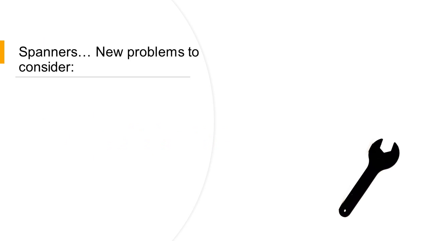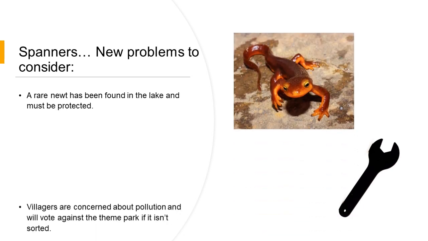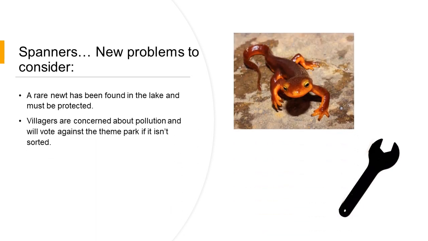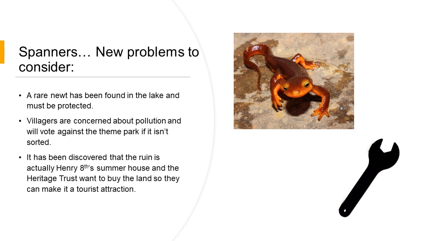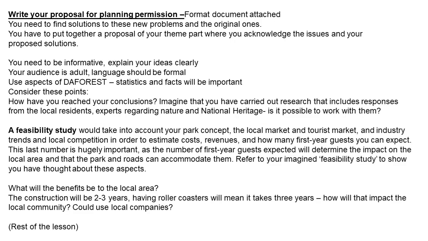Okay, so we've got a few new problems to consider. A rare newt has been found in the lake and must be protected. Villagers are concerned about pollution and will vote against the theme park if this isn't sorted. And finally, it's been discovered that the ruin is actually Henry VIII's summer house, and the Heritage Trust want to buy the land so they can make it into a tourist attraction.